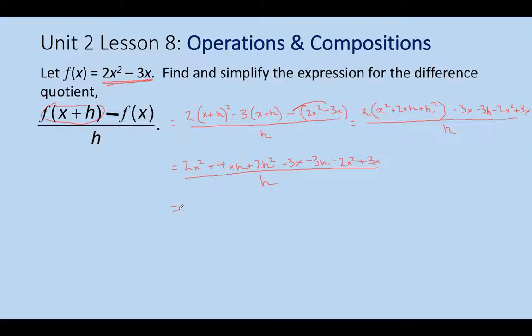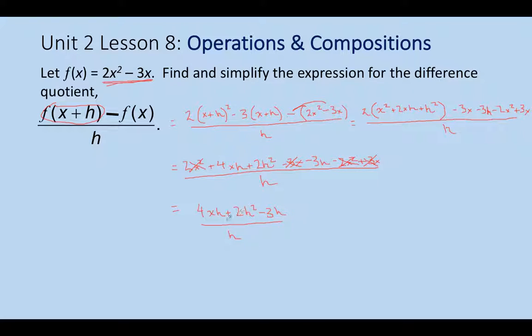As I continue working my way down, I do see some encouraging things. I see a negative 3x and a positive 3x. Those are going to cancel out. I also see a positive 2x squared and a negative 2x squared. Those will cancel out. And what I'm left with is 4xh plus 2h squared minus 3h divided by h. Are we almost done?